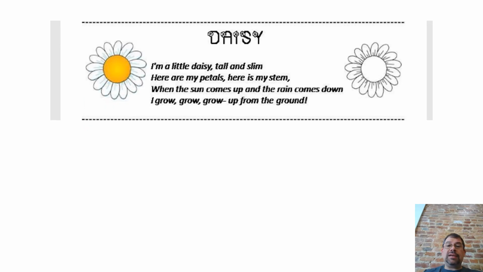I'm a little daisy, tall and slim. Here are my petals, here is my stem. When the sun comes up and the rain comes down, I grow, grow, grow up from the ground.